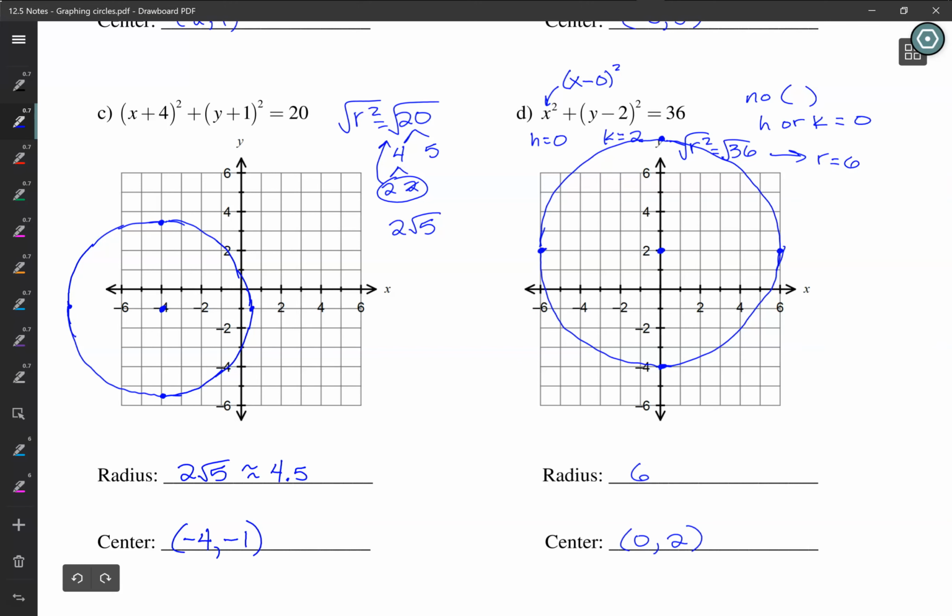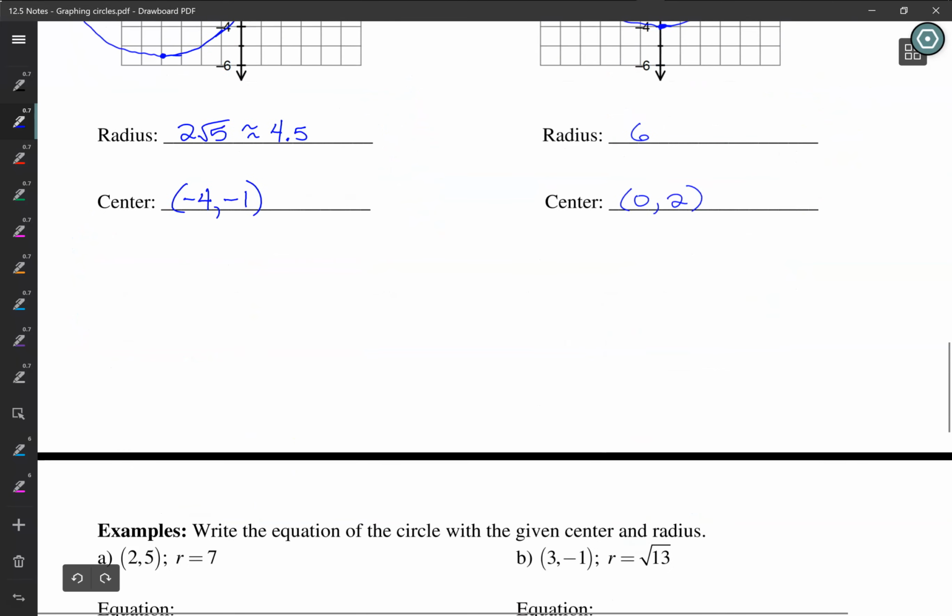Oh yeah, my circle drawing skills are fabulous. All right.